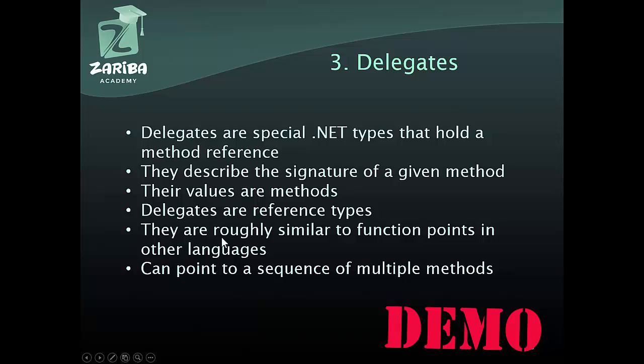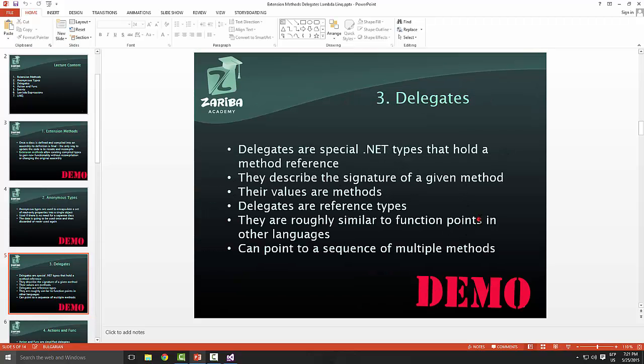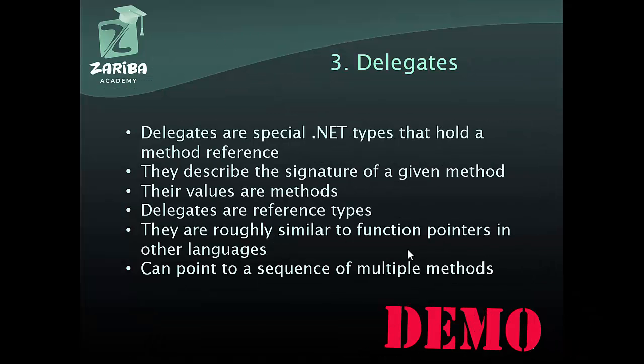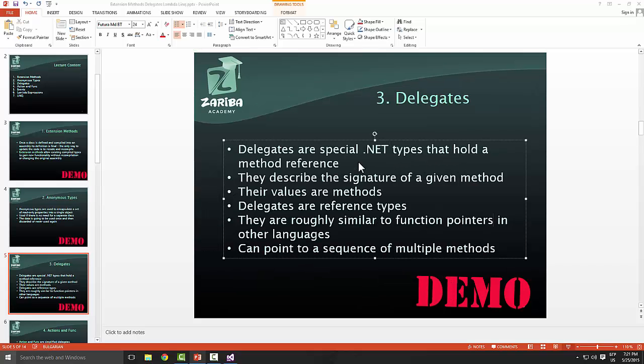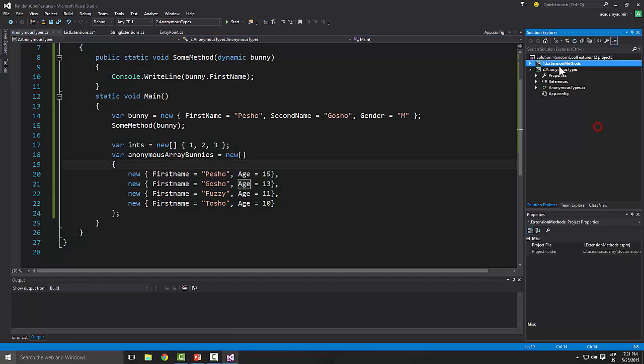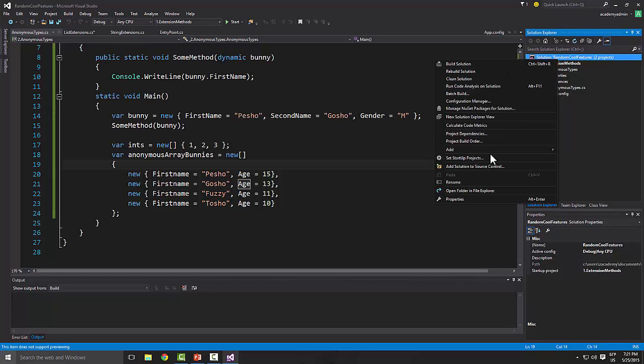Okay, so yeah, they are reference types. Nothing special there. They are roughly similar to function pointers in other languages like C++ and C. They can point to a sequence of multiple methods. So this is the more useful thing, and we'll see why in a second. It's a bit hard to explain, so let's just get into the demo straight away, and I'll try to explain it as well as I can.